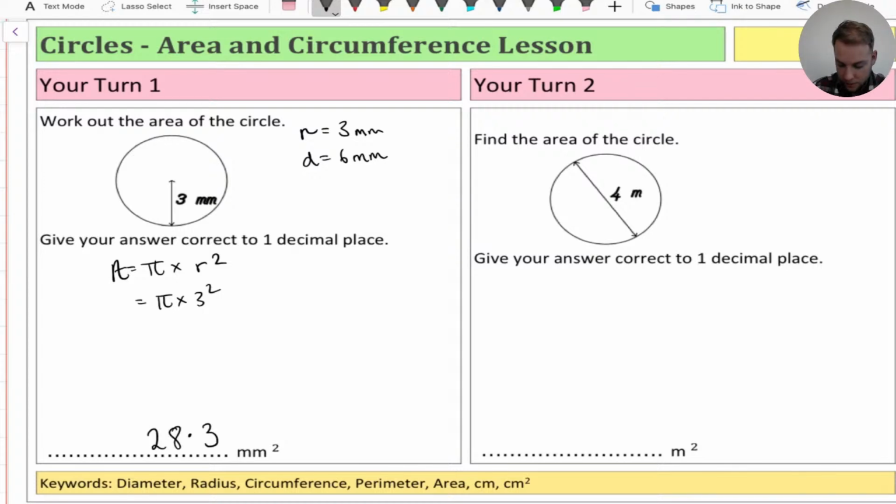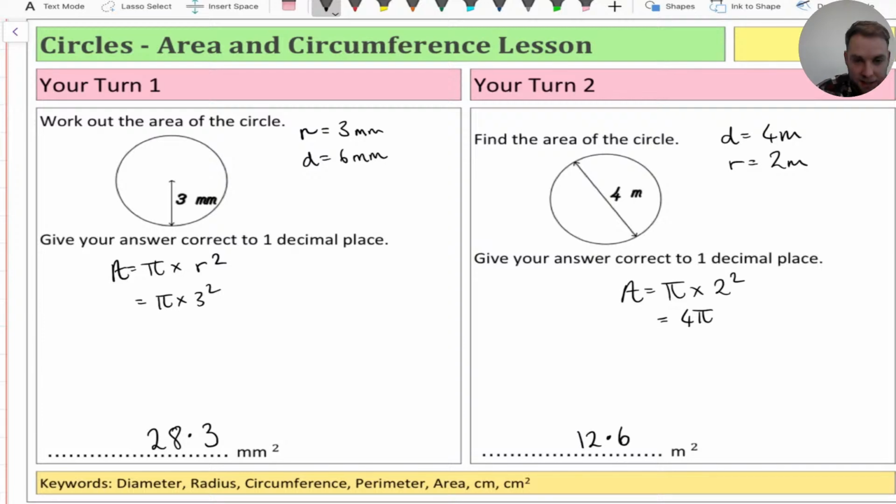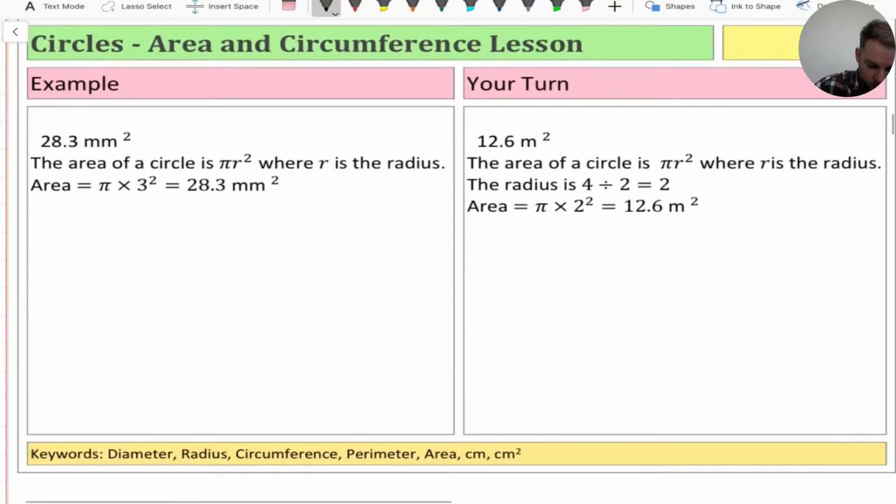millimeters squared. Brilliant. For this one here, my diameter is equal to 4 meters this time. My radius is going to be half that, isn't it? Which is 2 meters. So you've got to make sure you're checking that. So my area is equal to pi times by 2 squared, not the 4, which is going to be equal to 4 pi. So 4 shift pi, which is equal to 12.6. Brilliant. Okay, so 12.6, 28.3, brilliant.